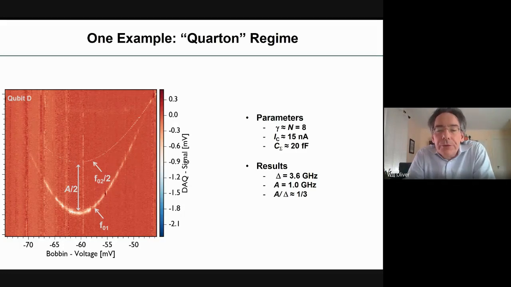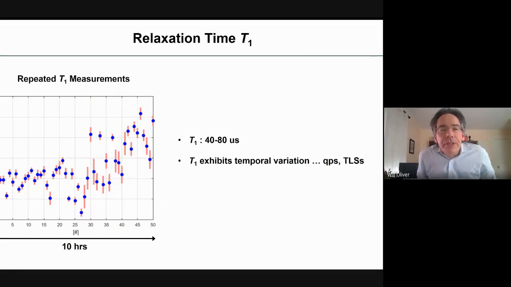But the results are the qubit frequency was about 3.6 gigahertz, and the anharmonicity was about 1 gigahertz. So that's roughly this 1:3 ratio. Now, when we measured T1, we had expected it to be around 100 microseconds, and we got about half of that. So 40 to 80 microsecond T1, and also quite a bit of temporal variation, which can be attributed to quasi-particles, or as Google has shown, TLS is also moving in frequency.